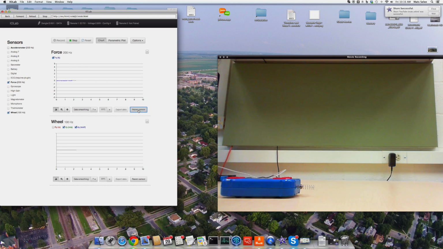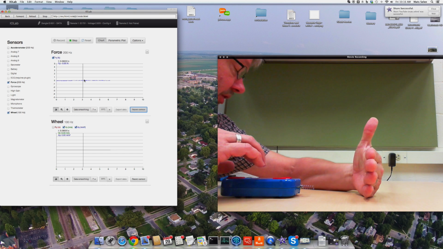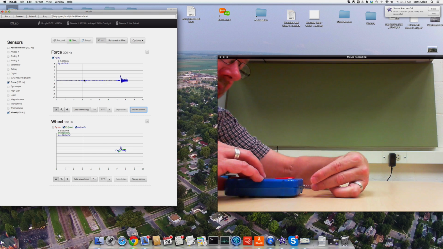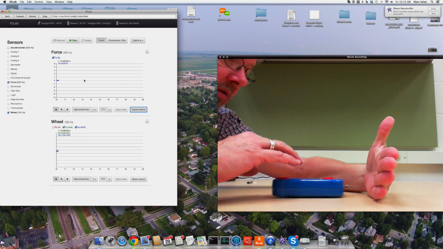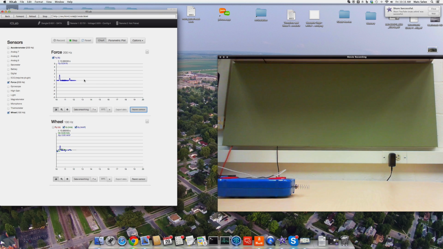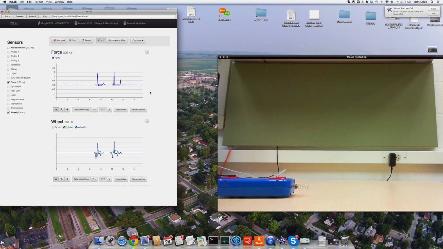I'm going to zero the sensor so the force probe starts at zero. I'm just going to give this a push. Oop, that was kind of crooked. Maybe that was better. All right, so let's stop. And let's have a look at the second one of these. There we go.